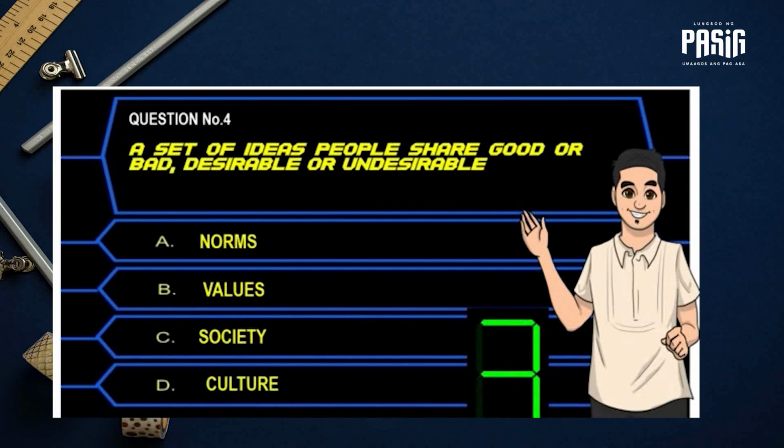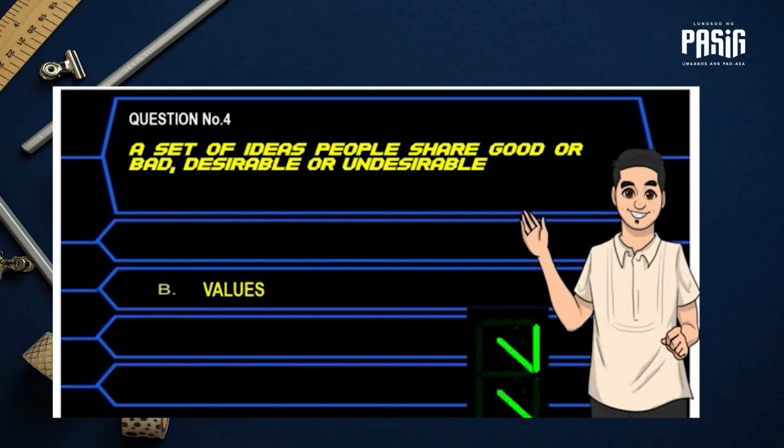Fourth question. A set of ideas people share, good or bad, desirable or undesirable. The choices are A. Norms, B. Values, C. Society, D. Culture. The correct answer is B. Values.